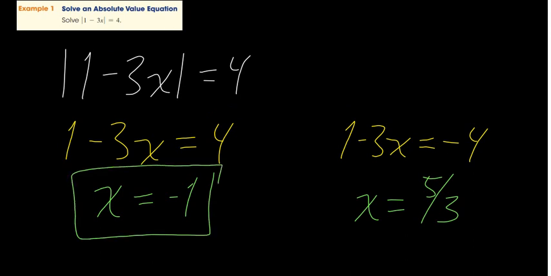Next up, we're going to plug in a 5/3 up here. 3 times 5/3 is 5, and then 1 minus 5 is negative 4. The absolute value of negative 4 is indeed 4, so we are done.